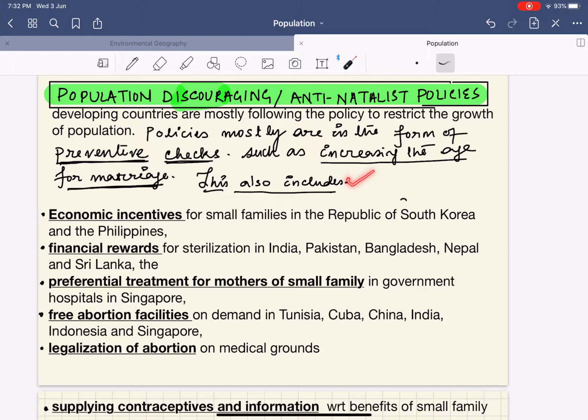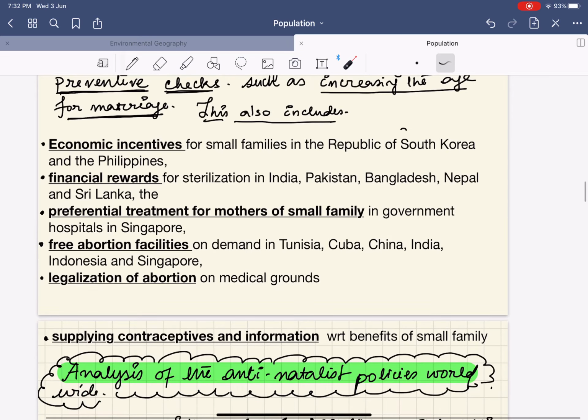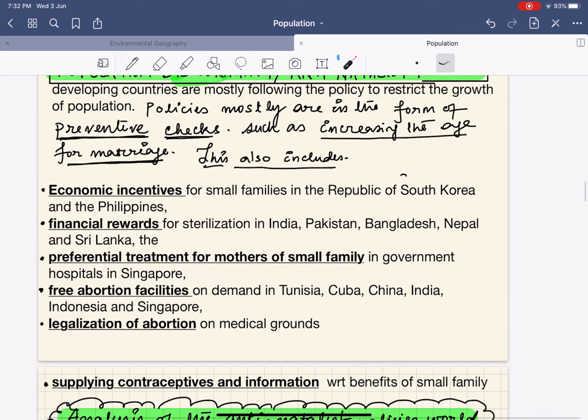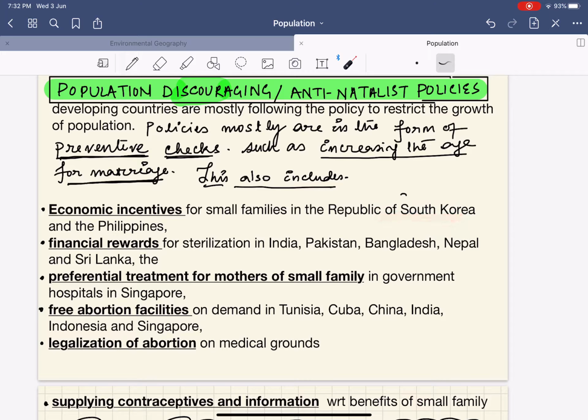This also includes economic incentives for small families, such as those given in the Republic of South Korea, and financial reward for sterilization in India, Pakistan, Bangladesh, preferential treatment for the mothers of small families, such as in Singapore, free abortion facility in Tunisia, Cuba, and legalization of abortion. See, if you can write all these highlighted points with minimum examples, it's fine. No need to remember all examples.